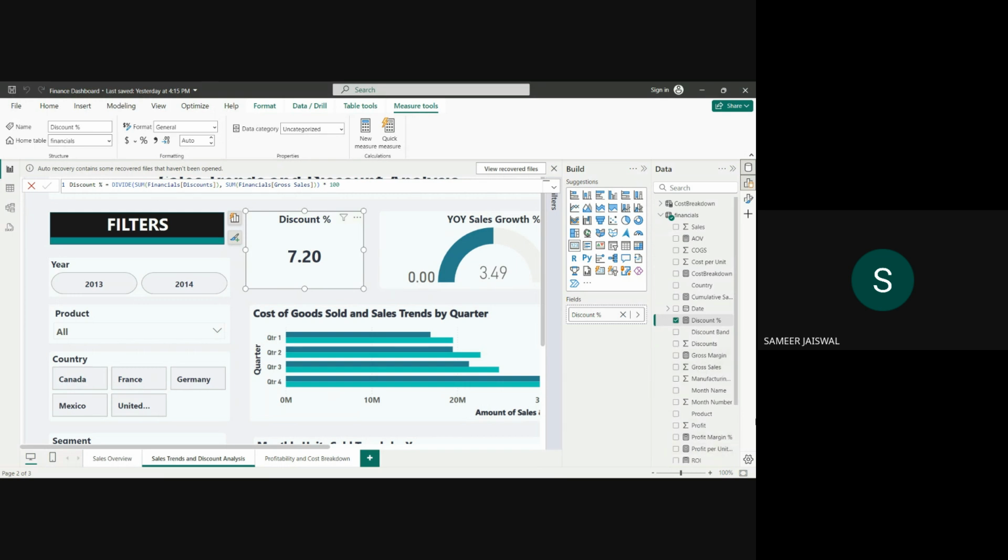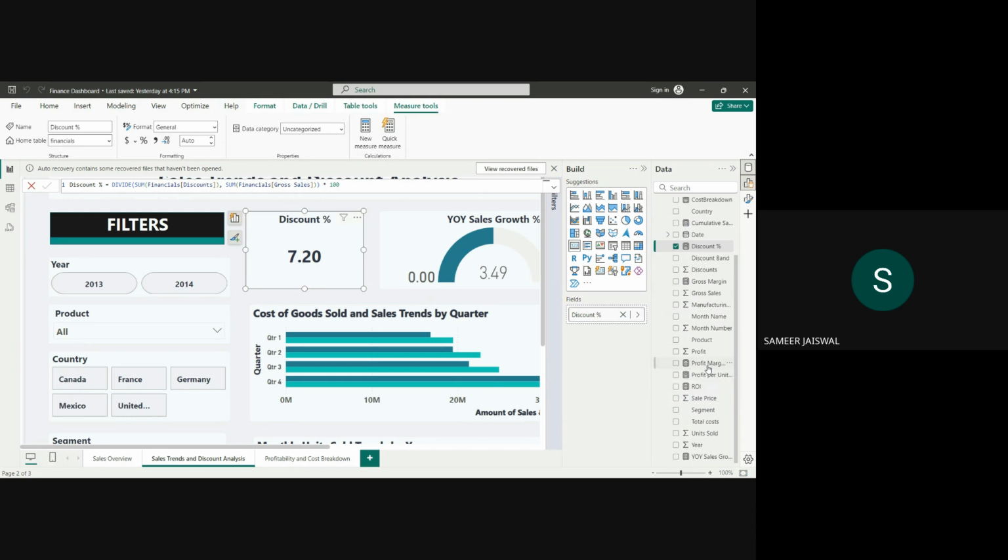And like profit margin, if I show you the DAX formula which we have applied to find the profit margin. So basically the profit margin tells us how much profit, or how much return, we are gaining on the entire sales revenue. So we have found the sum of the entire profit value, and we have used the sales value as our base value, and we have used the divide function.